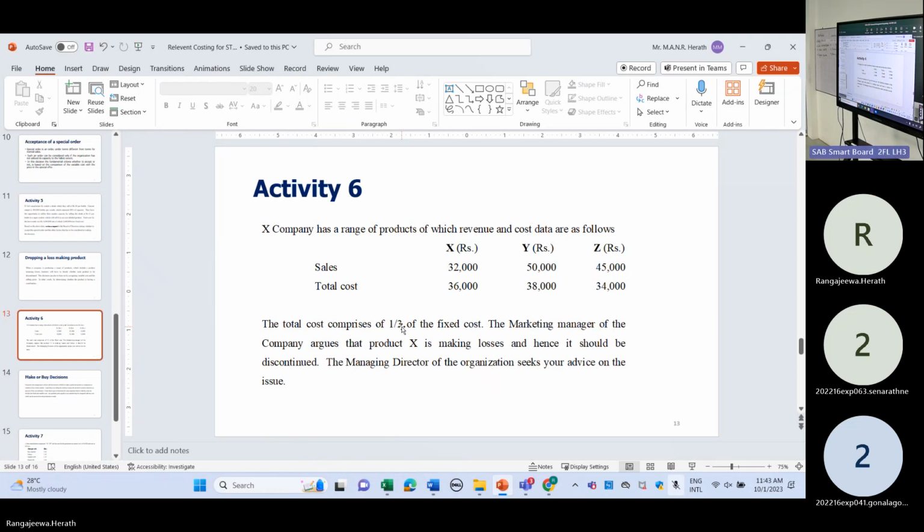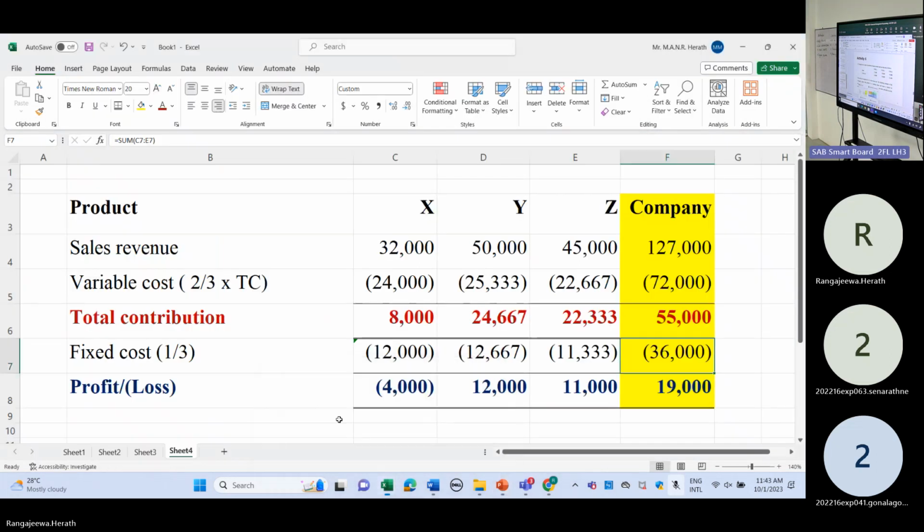If the total fixed cost is incurred commonly and is unavoidable by dropping any product, in that scenario, the decision should be made based only on the contribution. So all three products generate positive contribution. Product X generates positive contribution. So if you drop the product, you are losing 8,000 contribution.